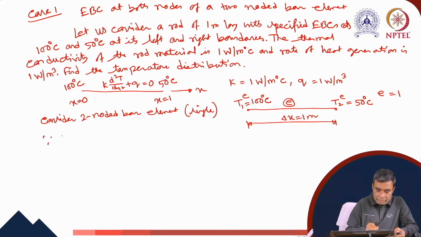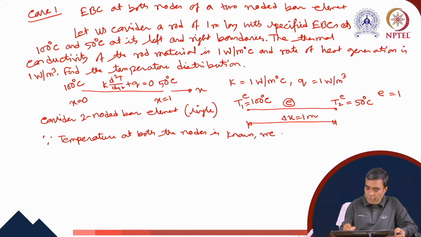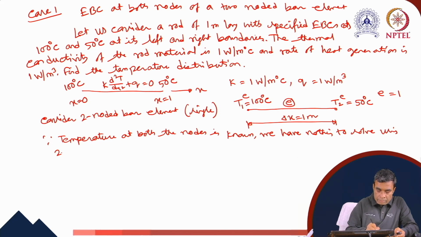Since temperature at both the nodes is known, we have nothing to solve using the two-noded bar element.